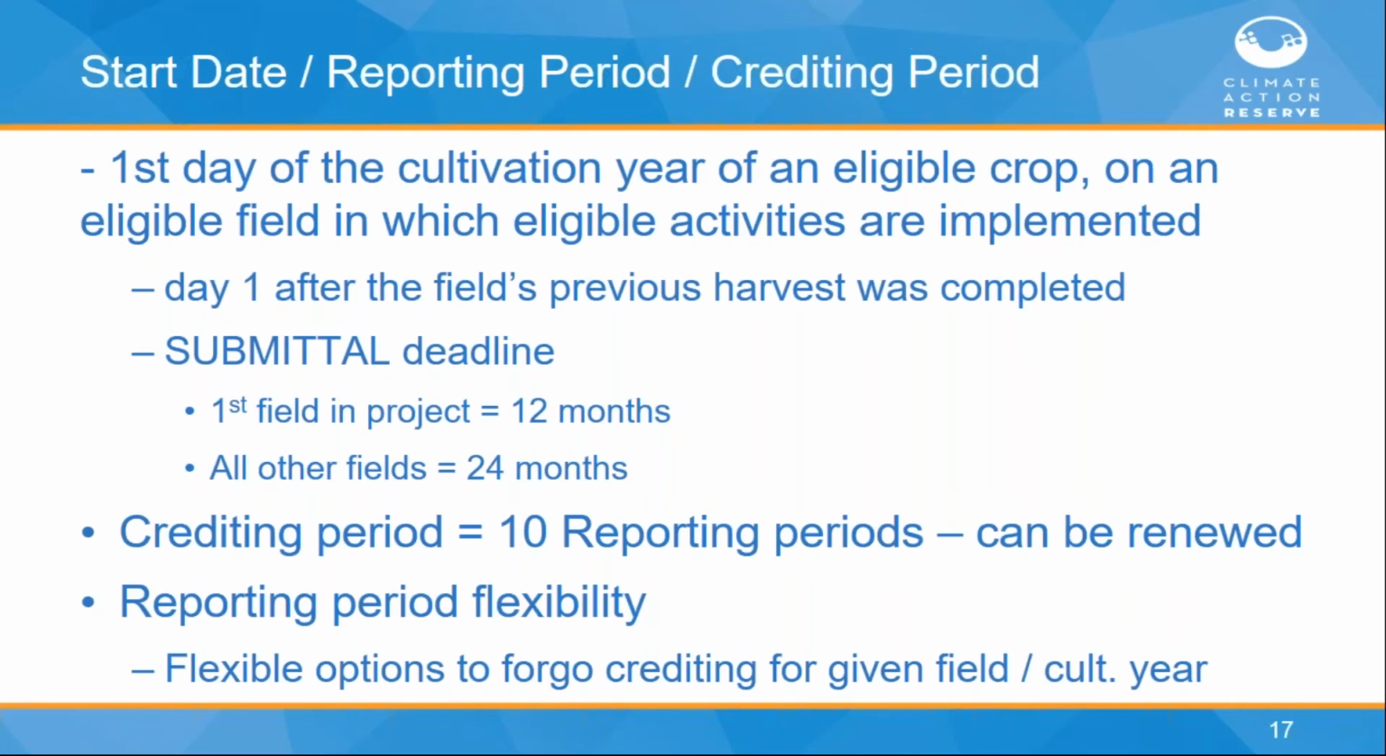Diving into eligibility. Importantly, going over some of the important changes here to our start date, reporting period, and crediting period changes. These are all intertwined, hence why they are bundled together on this slide. So the start date still has the same definition, where this is the first day of the cultivation year, which is day one of harvest through the end of harvest of an eligible crop on an eligible field in which the activities are implemented.